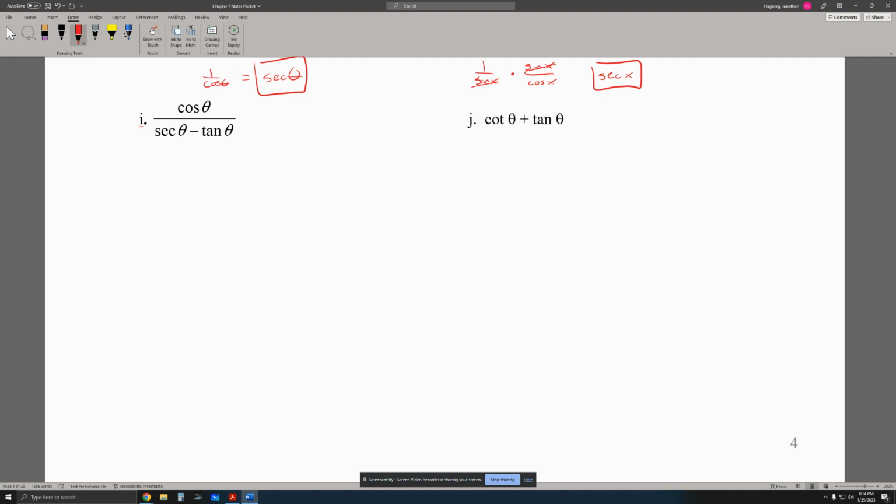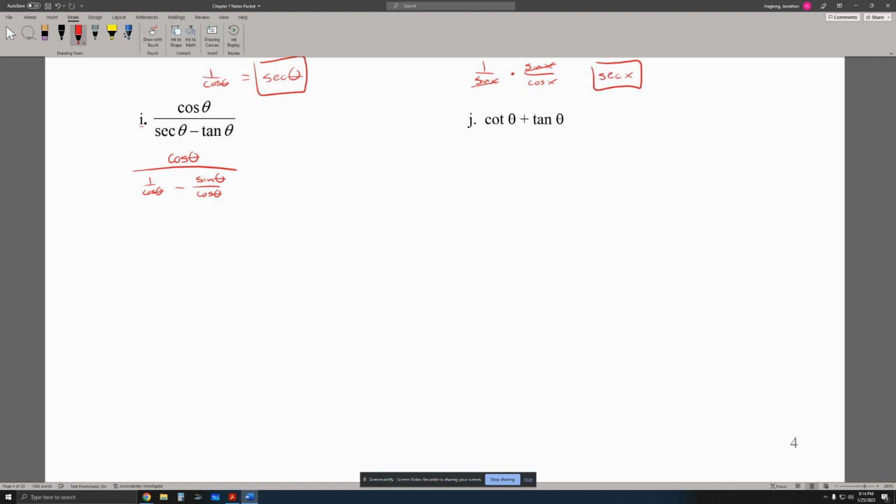All right, so we got 2 more for us today. We have cosine of theta over the secant of theta minus tangent of theta. Let's rewrite this in terms of sine and cosine. So cosine of theta over 1 over cosine theta minus sine theta over cosine theta.